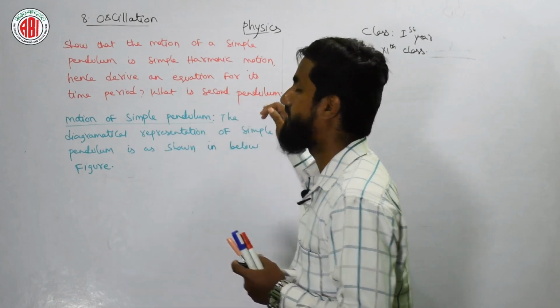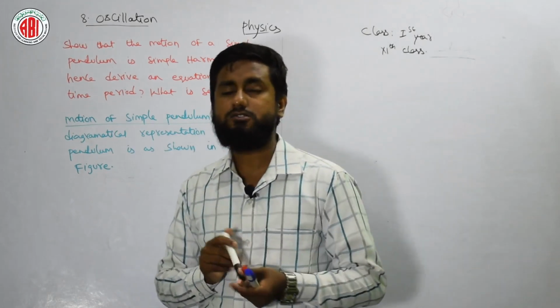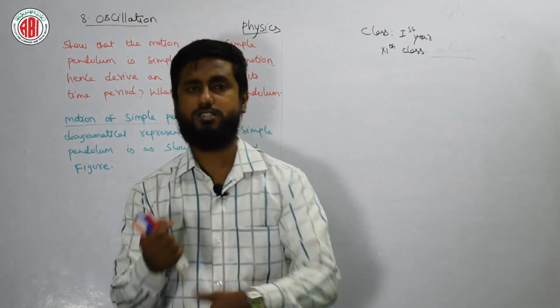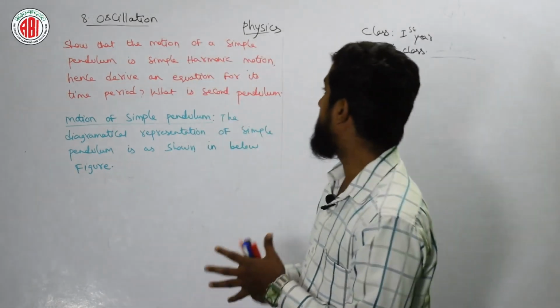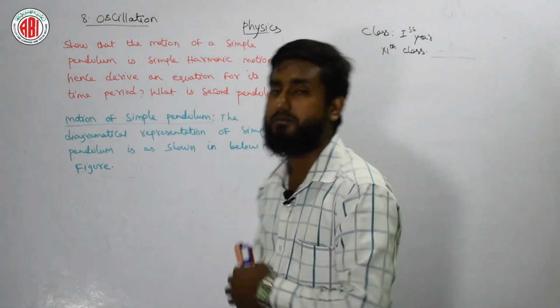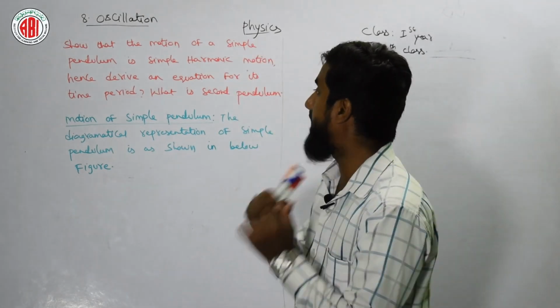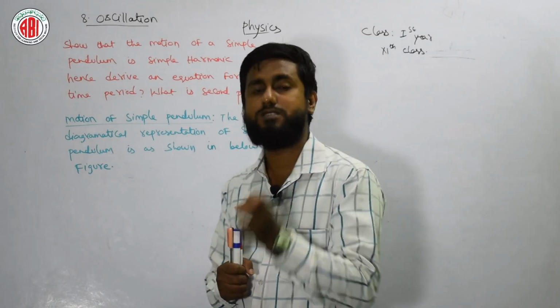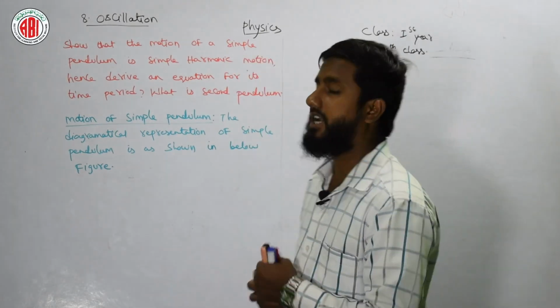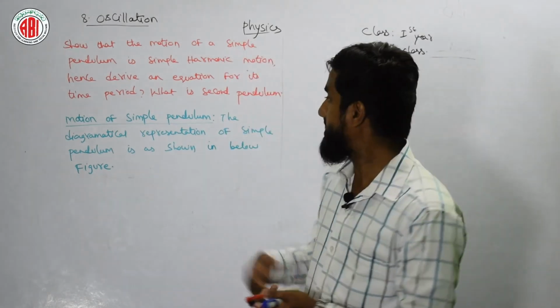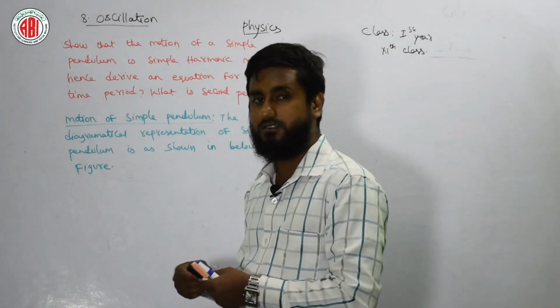What is a second pendulum? You can see that in a single question there are multiple queries, that is, multiple questions. First we need to show that the motion of simple pendulum is simple harmonic motion. After that we need to derive the equation for the time period of the simple pendulum. Then we need to give the definition of the second pendulum. Now you can see I have written somewhat of an answer also.